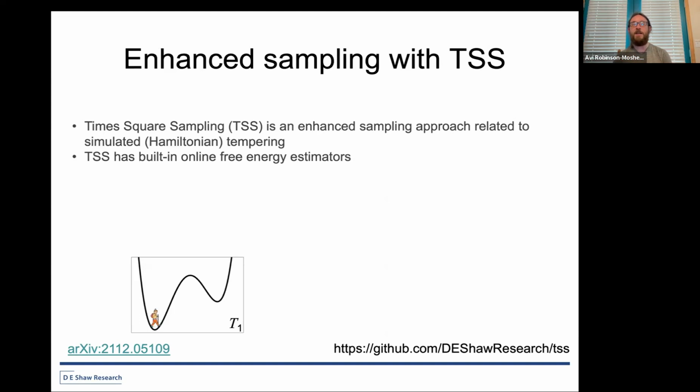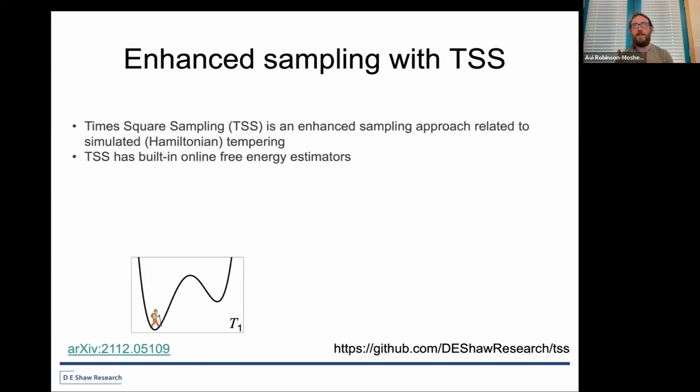Time square sampling has built-in online free energy estimators. So you don't have to supply any initial guesses. And as the simulation runs, it figures out what it thinks the free energies are for each of the Hamiltonians. And actually, in some ways, if your guesses are wrong, that actually helps drive the sampling. So it's a kind of neat algorithm.